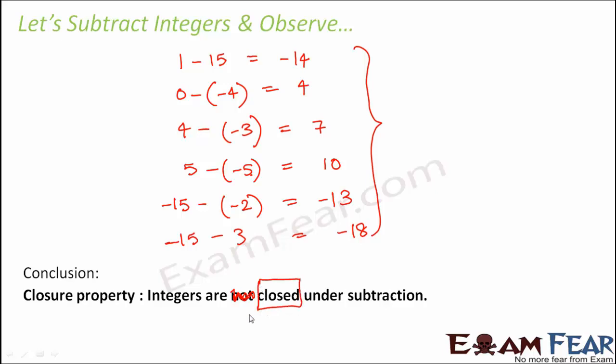So these are different from whole numbers. When you had learned about the same property for whole numbers, you had seen that whole numbers were not closed under subtraction. But integers are closed under subtraction. So if you have any two integers a and b, a minus b will always be an integer.